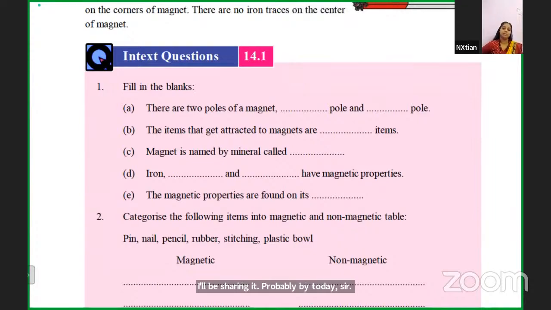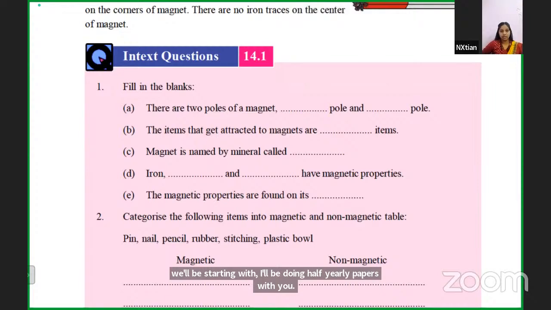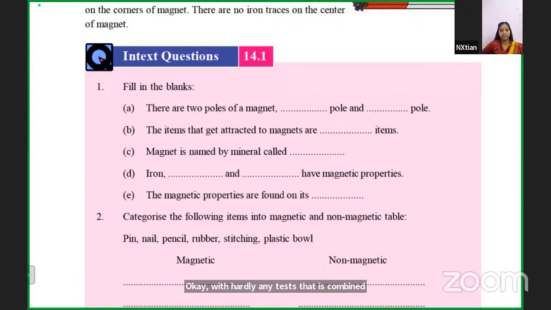All right. The 15th chapter test I'll be taking after the 16th chapter is done, so that you can have more time to prepare for it. And also, I'll be doing half yearly papers with you. Half yearly tests, that is combined tests of like 3 to 4 chapters. I'll be taking a combined test of it. We'll begin from the starting. All right. Also, I plan to take a diagram test. Okay, I got this idea.